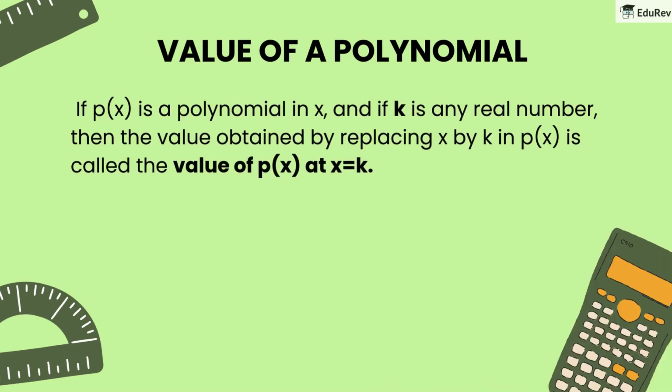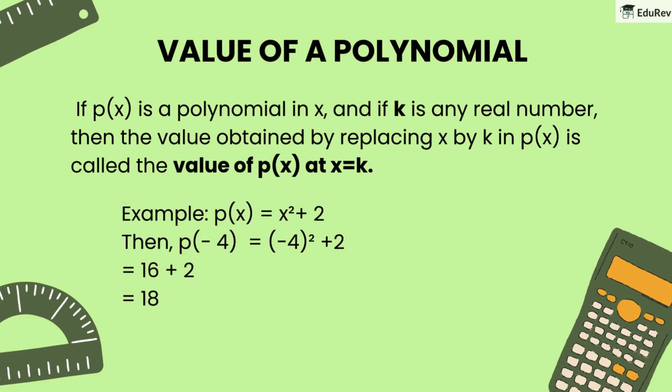Moving on, if p of x is a polynomial in x, and if k is any real number, then the value obtained by replacing x by k in p of x is called the value of p of x at x equals k. For example, let's take p of x equals x square plus 2. If we substitute minus 4 for x, we can calculate p of minus 4 equal to minus 4 square plus 2, which equals 16 plus 2, giving us 18.